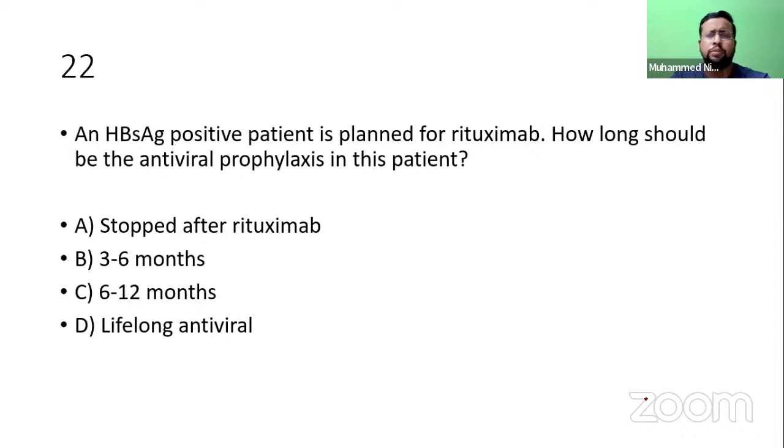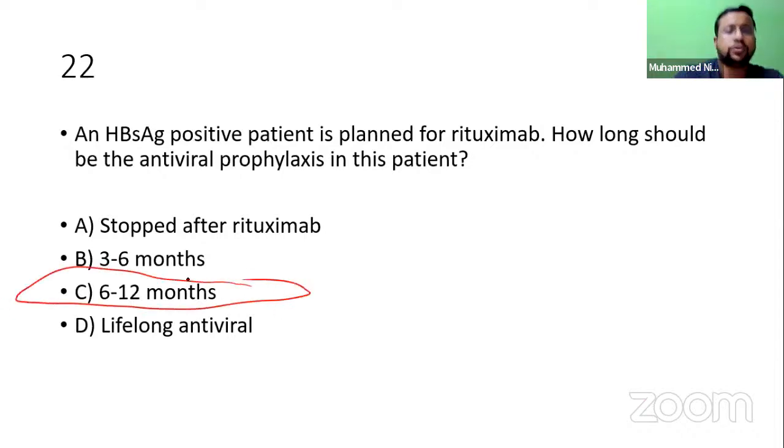This seems to be a question directly taken from Sleisenger. It is about the duration of antiviral treatment for hepatitis B after a B cell depleting agent. Rituximab is an anti-CD20 molecule. So antiviral therapy has to be given for a duration of 12 months after giving rituximab if they are HBsAg positive. The exact answer here will be 12 months. Among the options, the best option is 6 to 12 months.